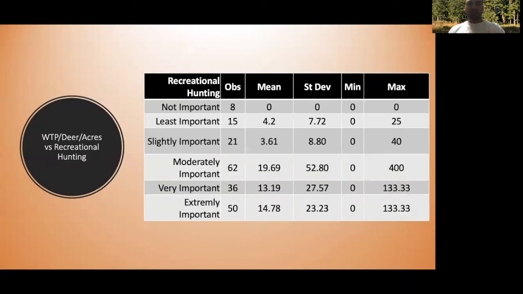Similar to wildlife management categories, landowners who prioritize recreational hunting as moderately important are the landowners with the highest average and highest maximum willingness to pay per deer per acreage. Their average willingness to pay is about $20 and maximum willingness to pay is about $400, followed by landowners prioritizing recreational hunting as extremely important and very important. The most interesting but not surprising result of this presentation is that landowners who prioritize recreational hunting as not important are not willing to pay any money for deer management. Their willingness to pay is $0, represented by 8 landowners in our research study.